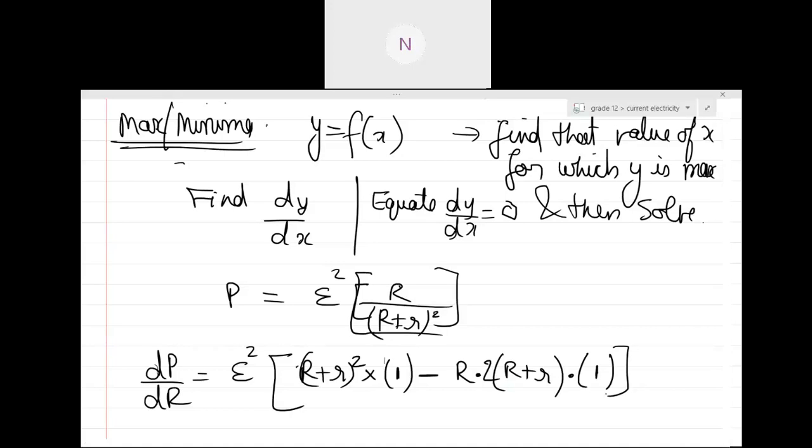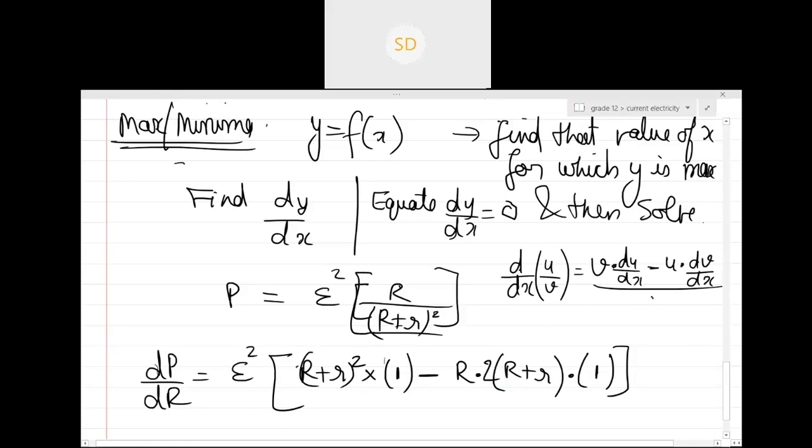How did it become this? The differentiation of u by v was equal to v into du by dx minus u into dv by dx, upon v square. This is the quotient rule for differentiation. When I taught you differentiation and integration, I taught you this. Basically, we are applying that only.